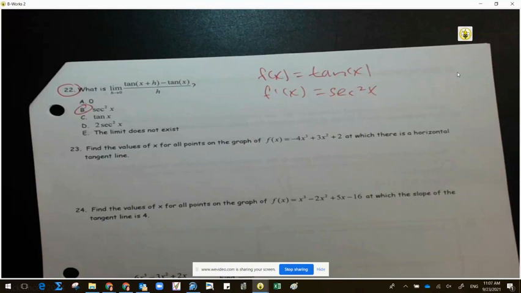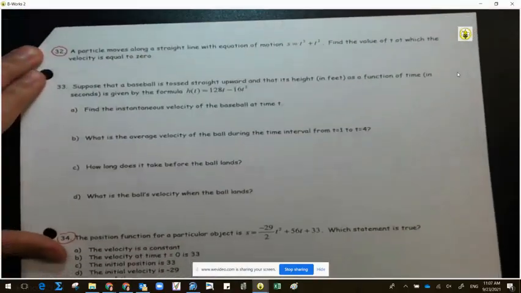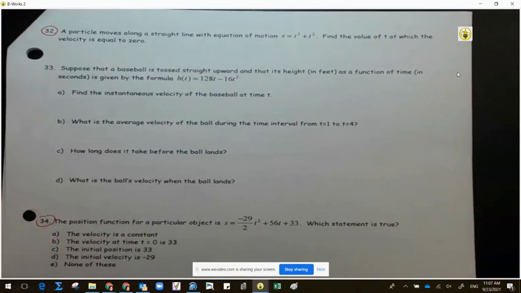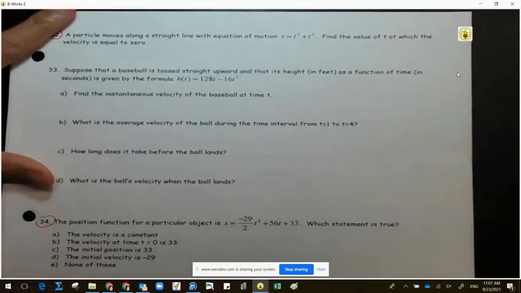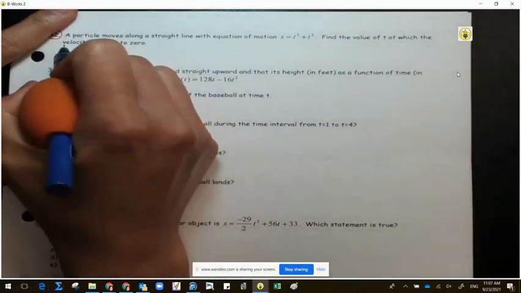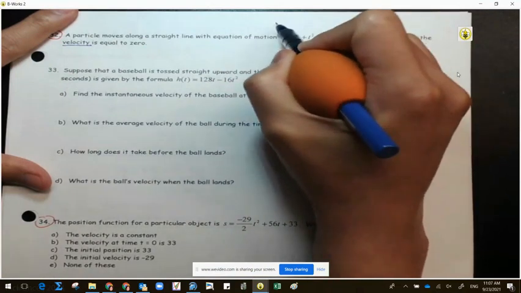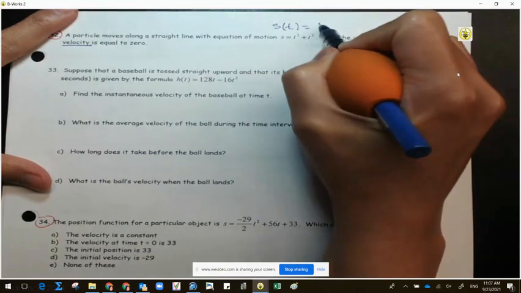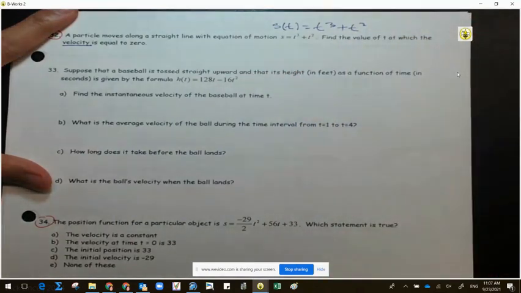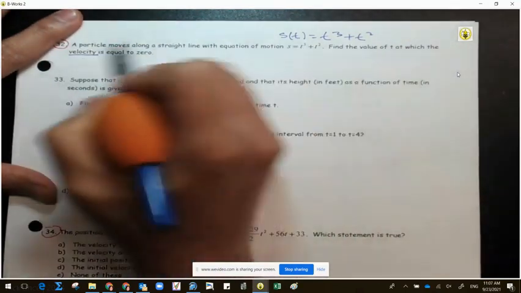All right, the next one I believe was 30-something, yes? 32? All right. Jameson, let's read number 32. A particle moves along a straight line with equation of motion s equals t cubed plus t squared. Find the value of t at which the velocity is equal to 0. Okay, let's go ahead and underline velocity. And let's go ahead and write on this one. I want to rewrite this as s of t is equal to t cubed plus t squared. You don't have to, but I want to be a little more detailed.